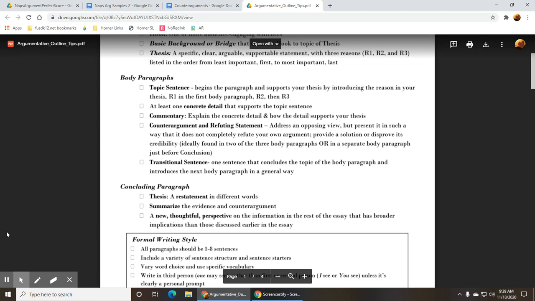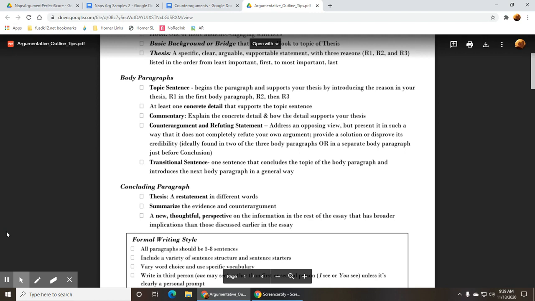Ideally, this is included within your body paragraphs as a second chunk, or you have your counterargument as a totally separate body paragraph just before the conclusion. This can be done either way, and it depends on what you think the opposing side will have concerns about.